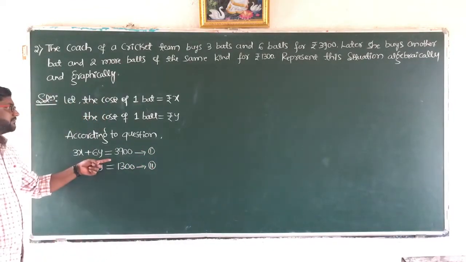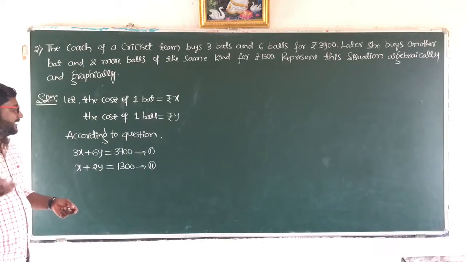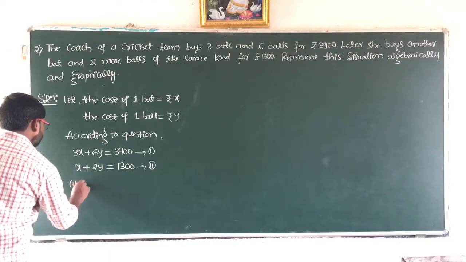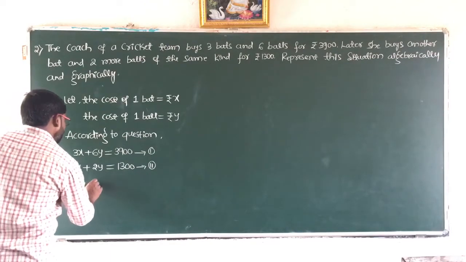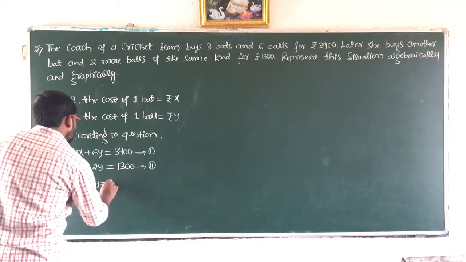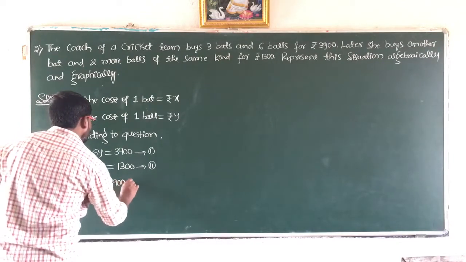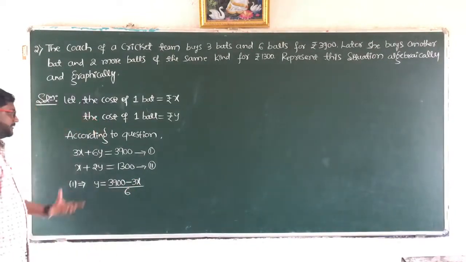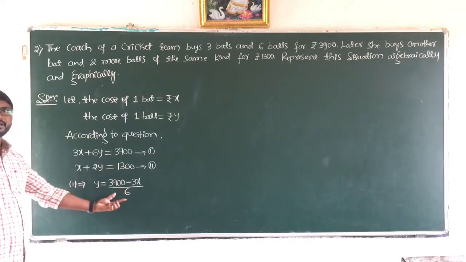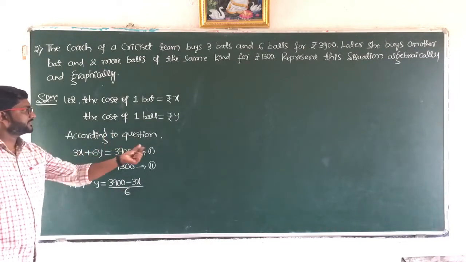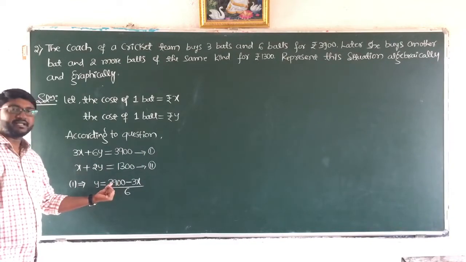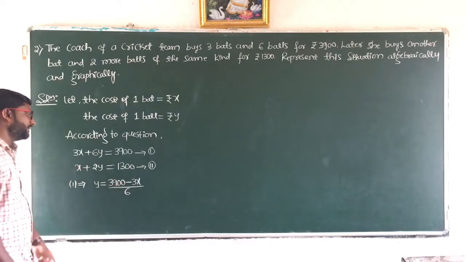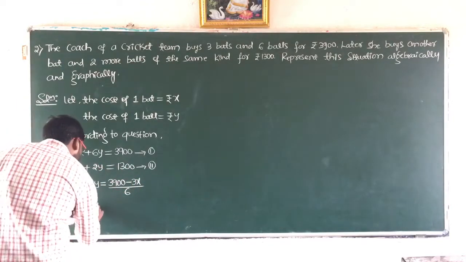So now from the equation 1 and 2 we have to separate y and then write the table. So from equation 1 we get y which is equal to 3,900 minus 3x divided by 6. So from this equation I have separated y. So take this 3x to the RHS, it becomes minus 3x. So 3,900 minus 3x, and then there will be 6 here. Take it to the RHS, it goes to the denominator. So for this equation we have to write the table.